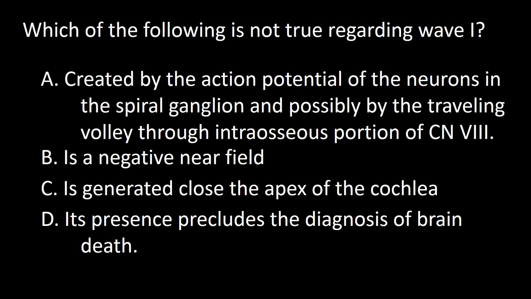Next question. Which of the following is not true regarding wave 1? A, created by the action potential of neurons in the spiral ganglion of the cochlea and possibly by the traveling volley through the intraosseous portion of cranial nerve 8. B, it is a negative near field. C, it is generated close to the apex of the cochlea. D, its presence precludes the diagnosis of brain death.